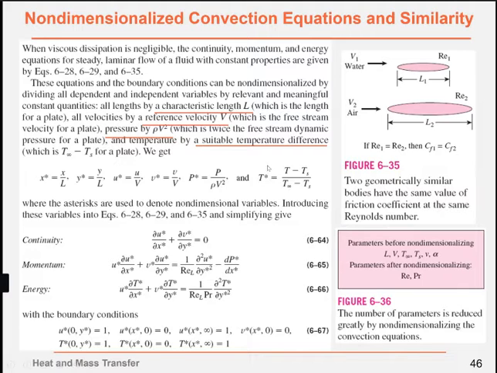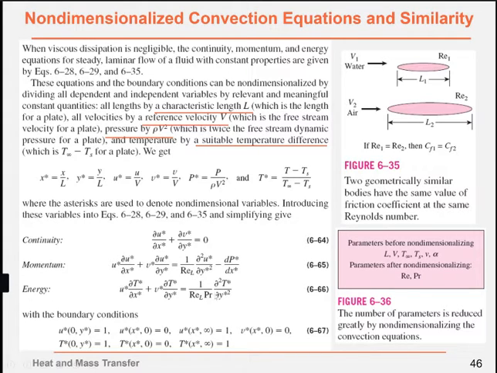And if you like to use a suitable temperature difference, for example, T infinity minus T surface for the plate, then you get a dimensionless temperature. Then you can simplify the equations. And in the equations, you get many dimensionless numbers.